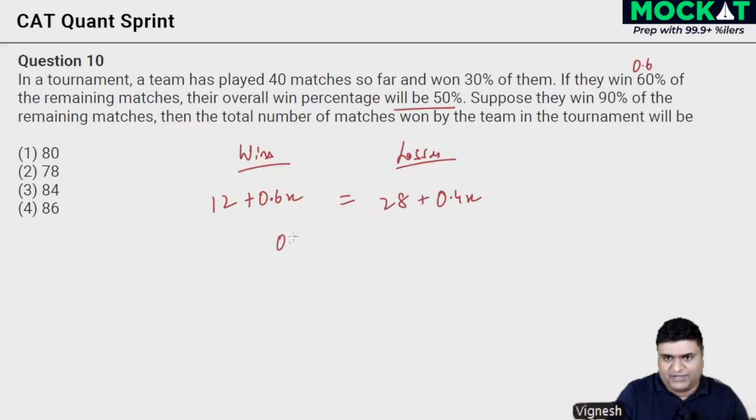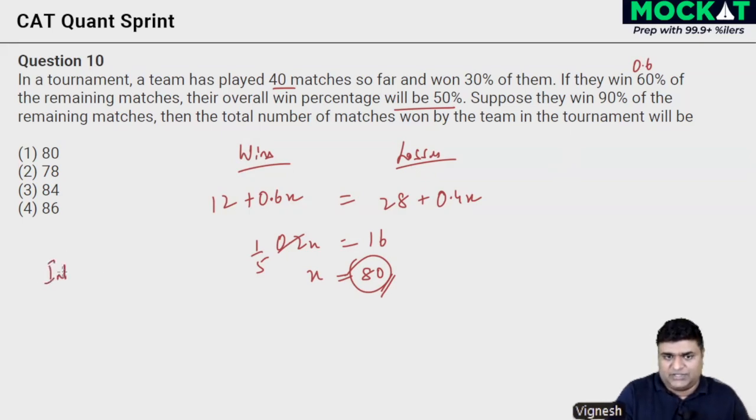Bring the 0.4x here, 0.2x, take the 12 there, you get a 16. X equals, this is 1/5, right? So there's nothing but 1 by 5. Take the 5 and throw it there, and you get an 80. Right? Initially, you had 40 matches, then you have 80 more matches, additional matches. Now, what is the question over here? Suppose they win 90% of the remaining matches, then the total number of matches won by the team, total, right?